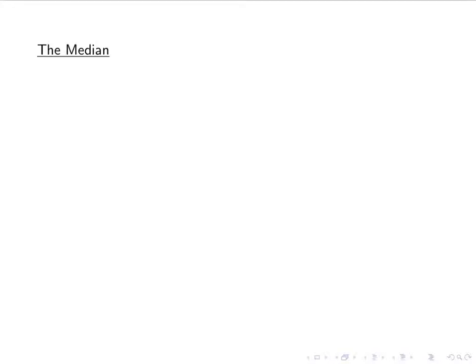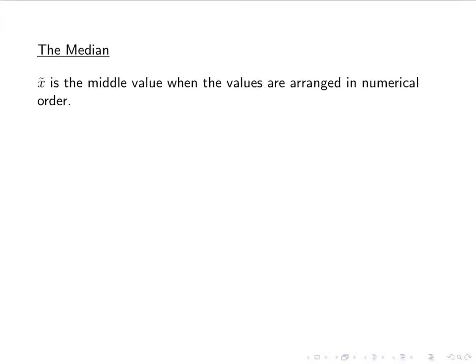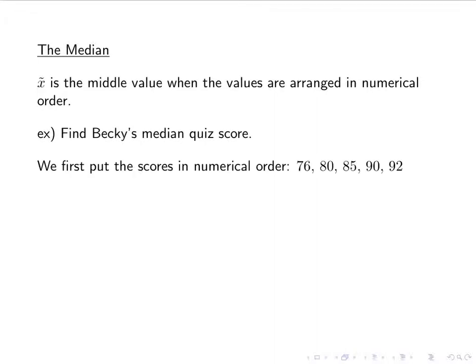So the next measure of central tendency is called the median. And the median, which is denoted by x with a squiggle line above it called x tilde, is the middle value when the values are arranged in numerical order. So we're going to find Becky's median quiz score. And the first thing we're going to do is we're going to put her quiz scores in numerical order. So it's very important that they're in order. Whether it's increasing or decreasing doesn't matter.